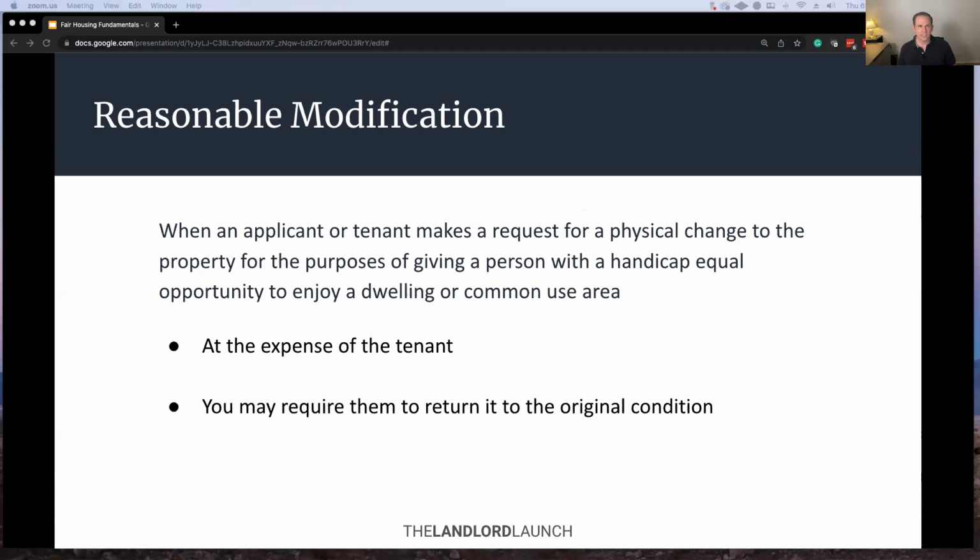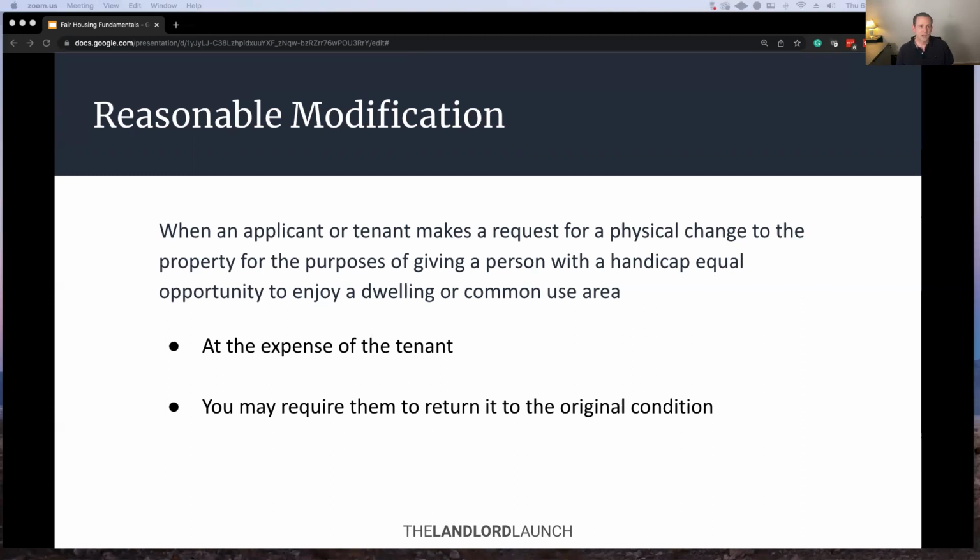Okay, now reasonable modifications. If accommodations are about rules and processes, modifications are more about the physical change to the building, an apartment, a home, a community, that will allow them to enjoy and use the premises. Now, we're not talking about things like installing an exterior elevator because they want to live on the third floor when you have first floors available. Again, there are some limits, but we are talking about reasonable requests to modify an apartment or a home that will allow that person to enjoy and use the premises.